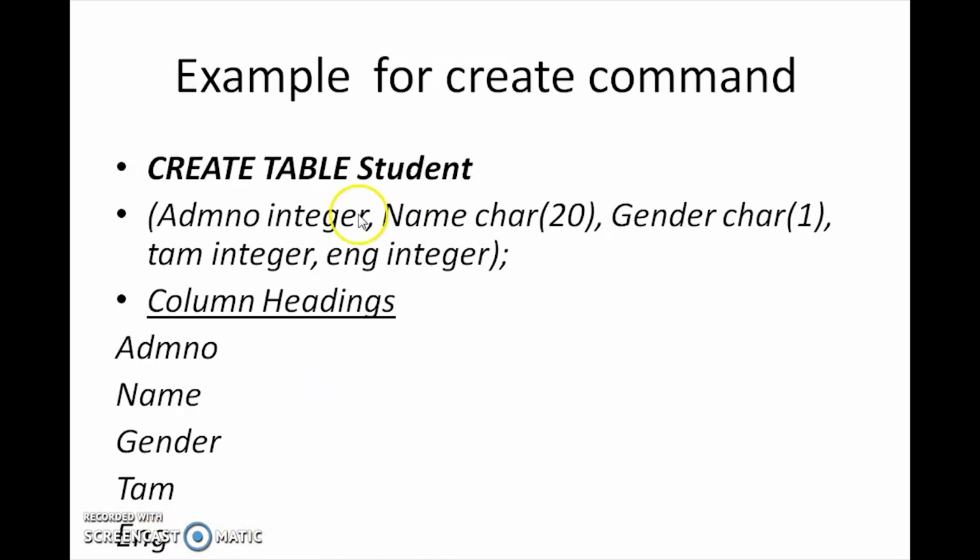Next we will see an example for the create command. Create table student. Student is my table name. I open a bracket, and in that I give my column, admission number, as my column name. Then I give the data type as integer. For integer the argument, that is the size, can be mentioned or not. For int only we will be mentioning it.